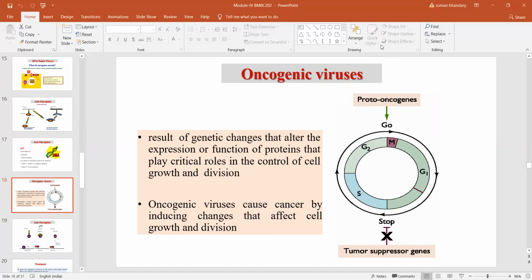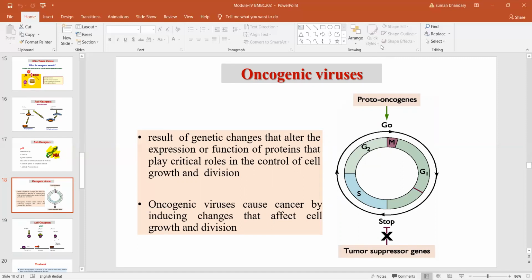So this is the picture of a cell cycle where you can find the different phases of the cell cycle. The tumor suppressor gene is actually guiding the cell where to stop. But the proto-oncogene will start the cell cycle and the tumor suppressor gene is making a halt. But any mutation in both the genes, proto-oncogene and tumor suppressor gene, will result in a genetic change that alters the expression or the function of the protein that plays a critical role.